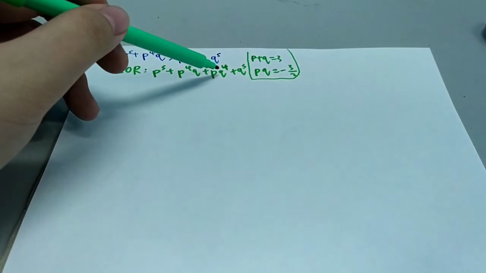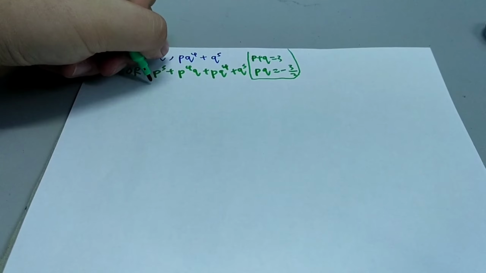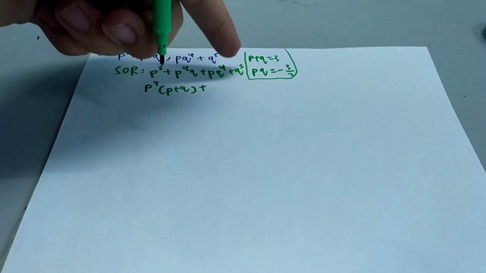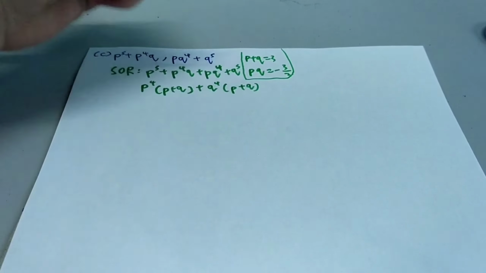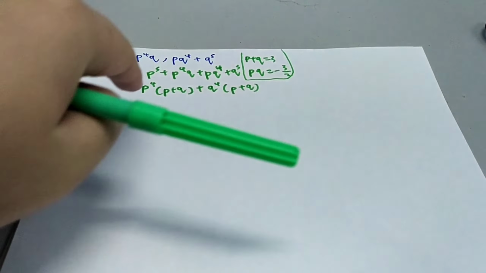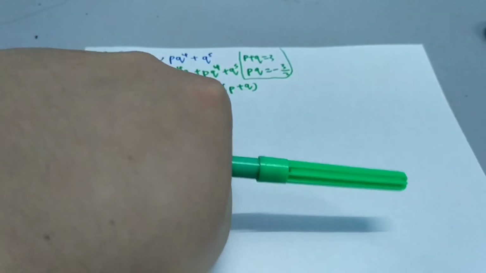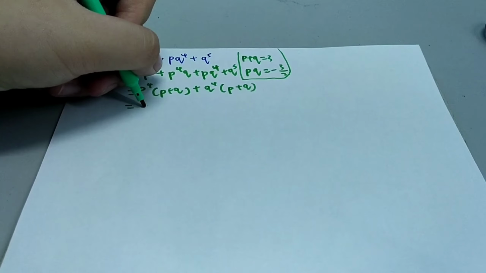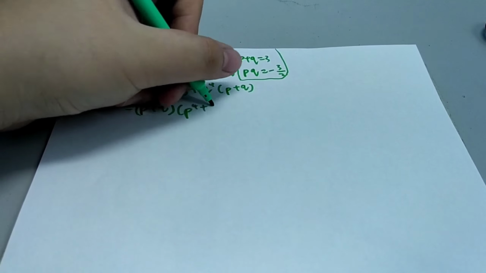And q power of 4 and q power of 5, I think we also can factorize this out. So if I factorize p power of 4, I will get p power of 4 times p plus q, plus q power of 4 times p plus q. And then here is the surprising result. Since these two terms are like terms, which means we got the same term right here, which is p plus q, I can just factorize the p plus q out. So it is going to be equal to p plus q times p power of 4 plus q power of 4.